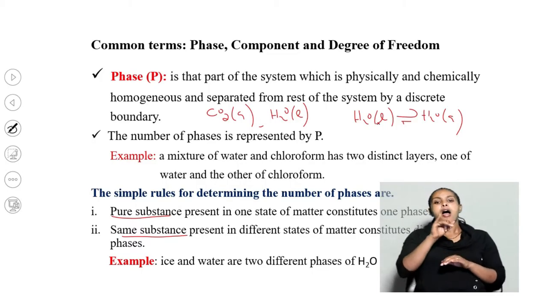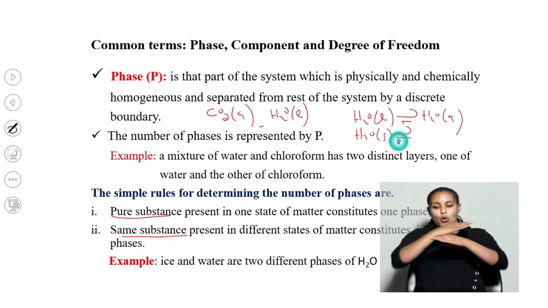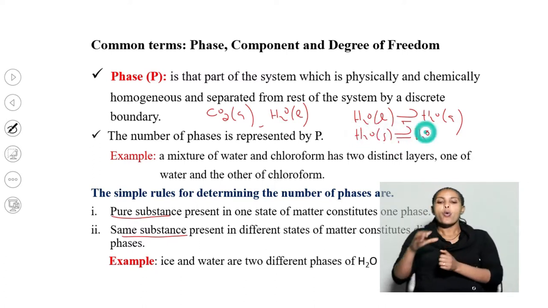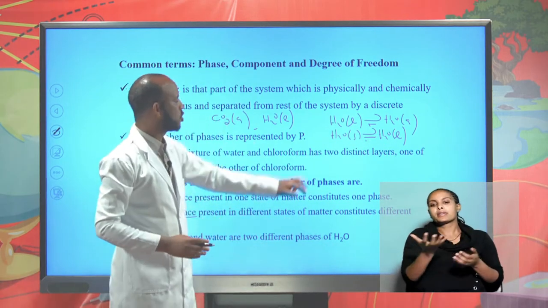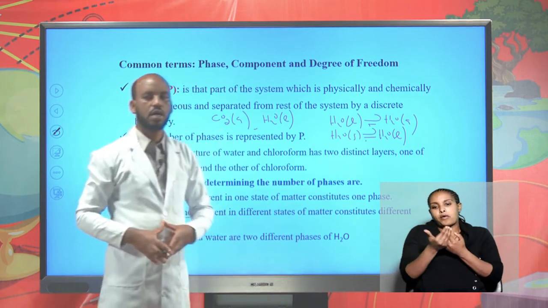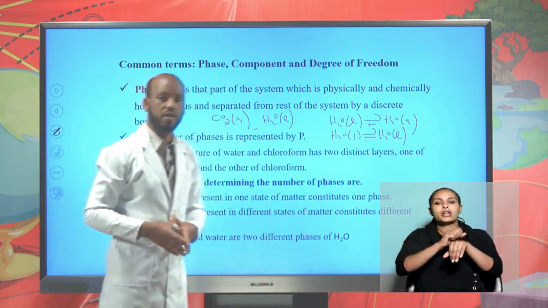Ice and water are two different phases of water. Ice is solid water, H2O, in equilibrium with liquid water, H2O. You see? The same substance present in different states of matter constitutes different phases, which are solid and liquid.